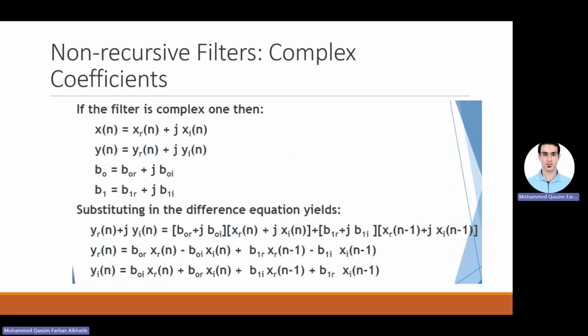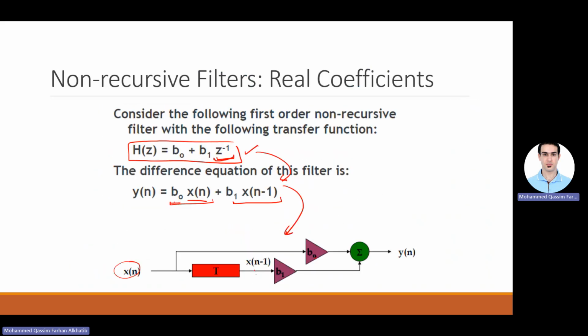Now, when we have complex coefficients, or complex values, each term here will consist of a real part and an imaginary part. That's both for the gain and the signal itself. So even for x, you have x real part and x imaginary part. B1 real and B1 imaginary. Same thing for x of n.